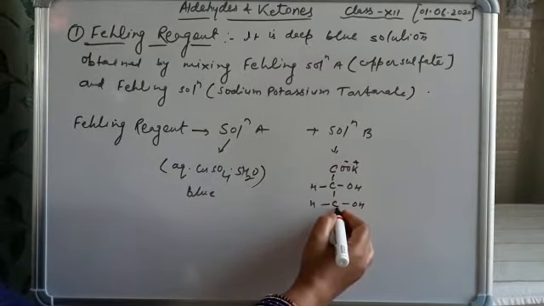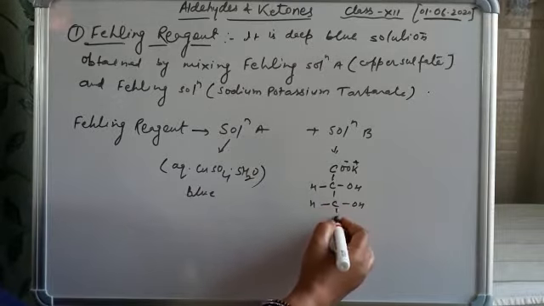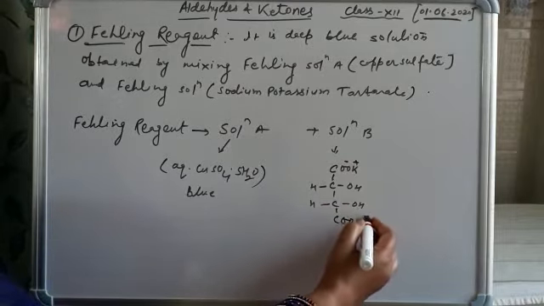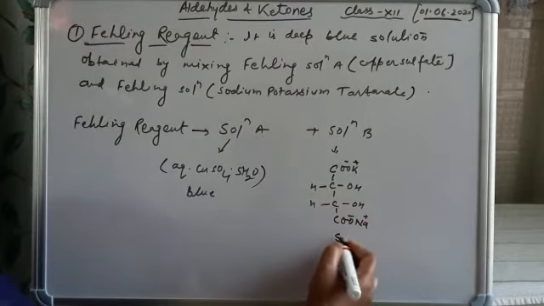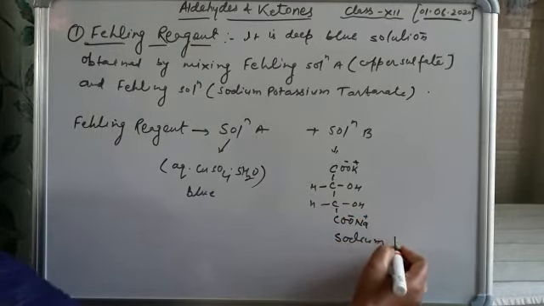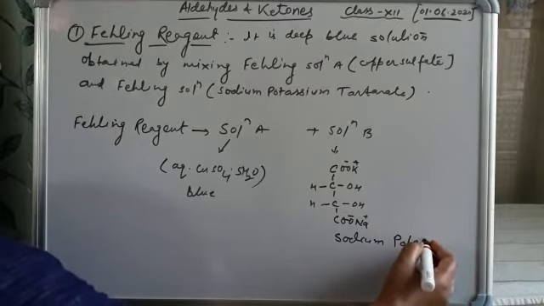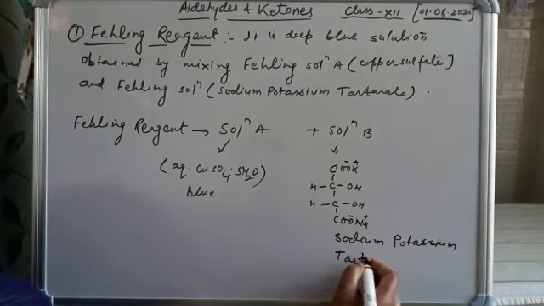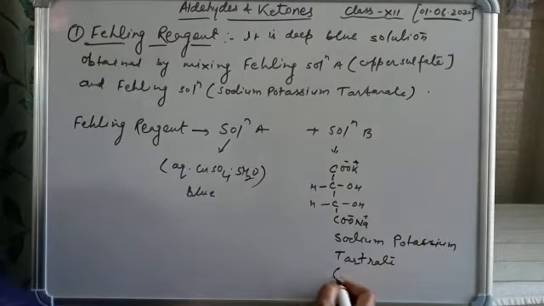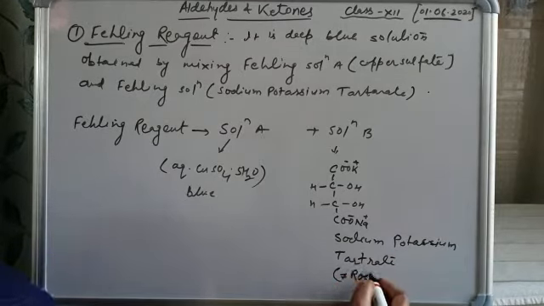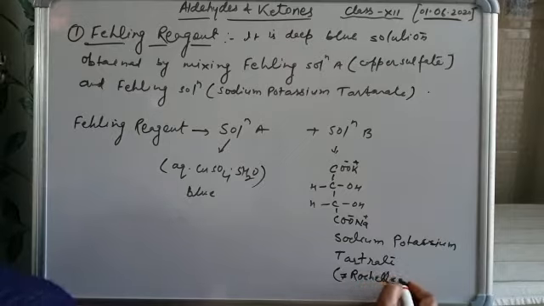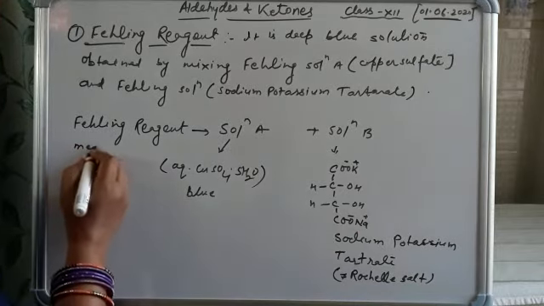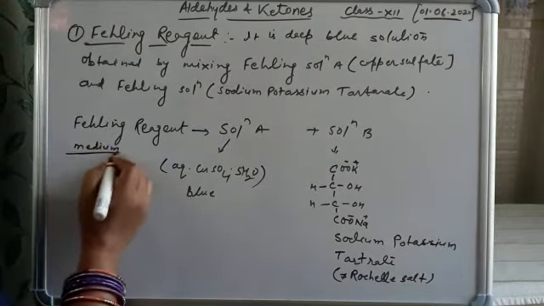It is known as sodium potassium tartrate, and commonly it is known as Rochelle salt. The medium is alkaline.